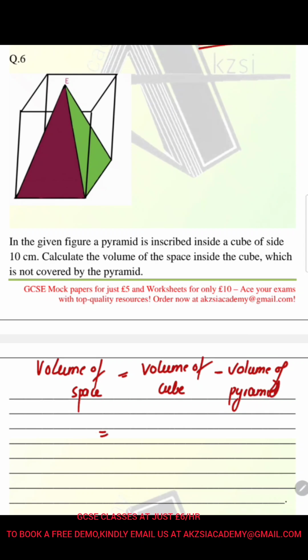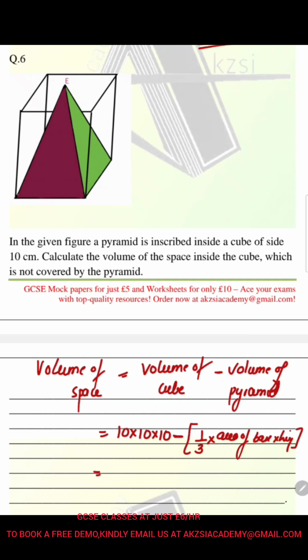So volume of cube is length cubed, because we have all the sides same. So length times width times height, which is 10 times 10 times 10, would give you 1000. So 10 times 10 times 10 minus volume of pyramid, we have seen it's 1 over 3 area of base times height.